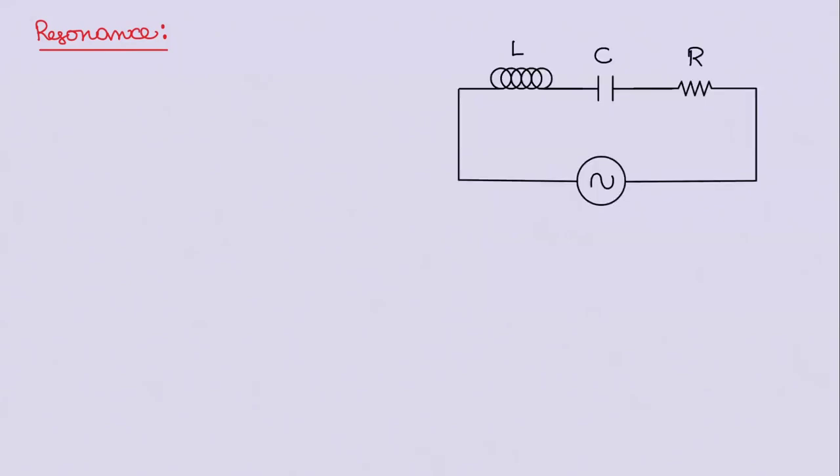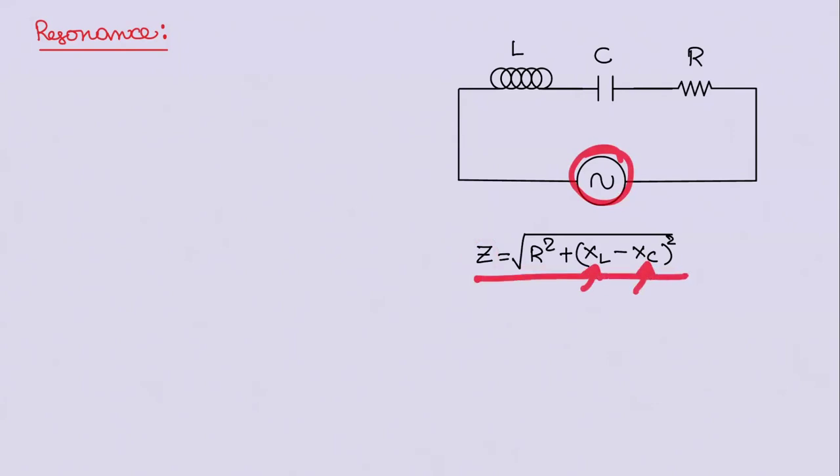Now we discuss a special case in series LCR circuit called resonance. Let us take a series LCR circuit and let us take the impedance. Impedance Z is equal to root of R square plus XL minus XC whole square. You know very well, as the frequency of the source changes, XL and XC values will change, so impedance values will change. At a particular source frequency, impedance of the circuit will be minimum. Because impedance is minimum, current will be maximum. This condition is called resonance, and this frequency is called resonance frequency.